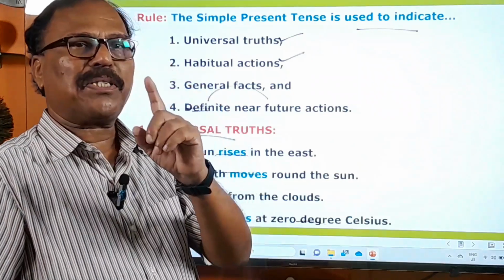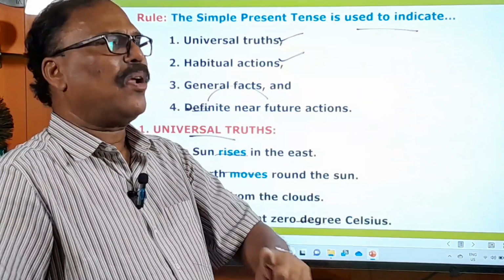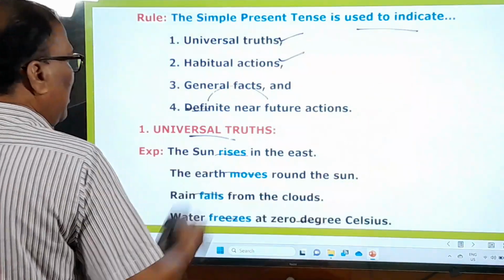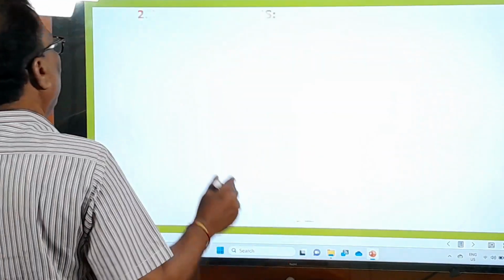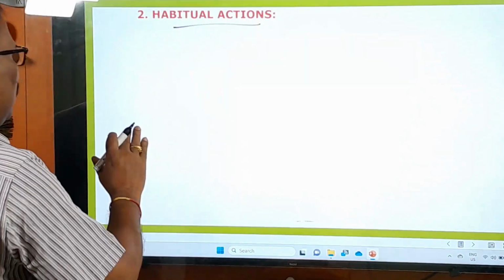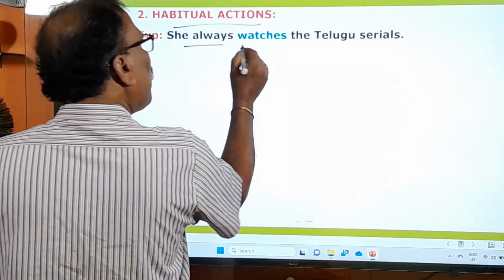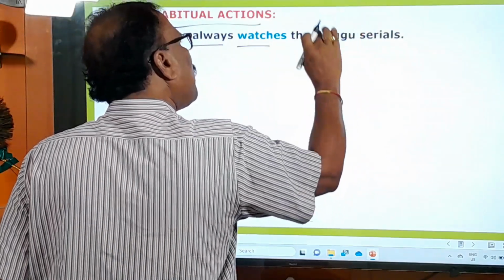You must express only in the simple present and not in any other tense. Right. Now let's go to the habitual action, and here you pay attention. Habitual actions. Let us see. She always watches the Telugu serial. It is her habitual action.